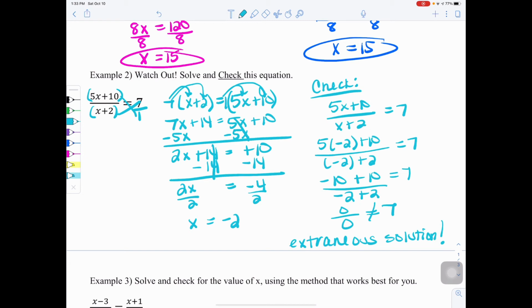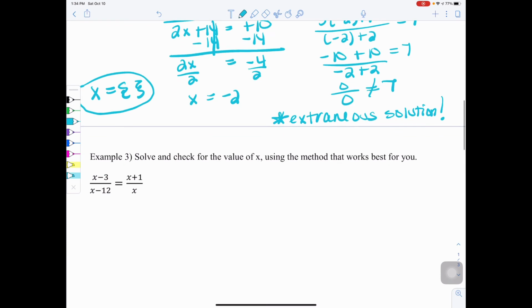I'm going to put an exclamation point and a star. So in actuality, the answer to this is not negative 2. We don't have a solution, so we're going to make the empty set. So if you have a variable in the denominator, you have to watch out. You need to check the equation, whether the directions say to or not, because you could end up solving this correctly, but getting an answer that's not going to work because this is just an equation that has an extraneous solution.